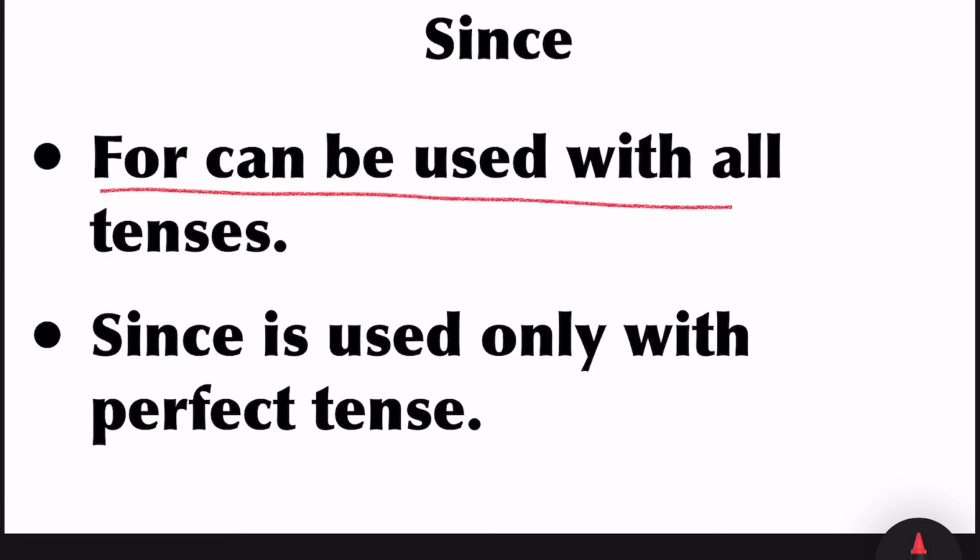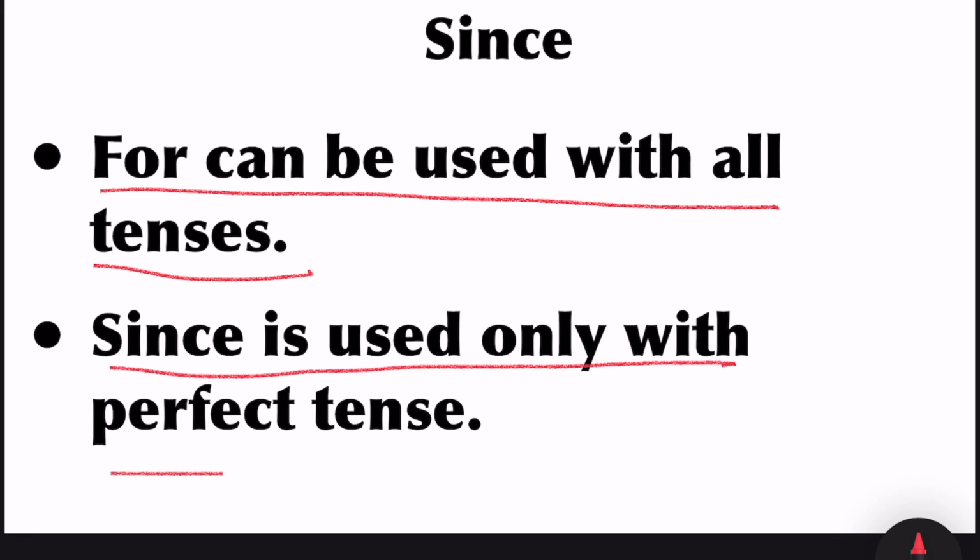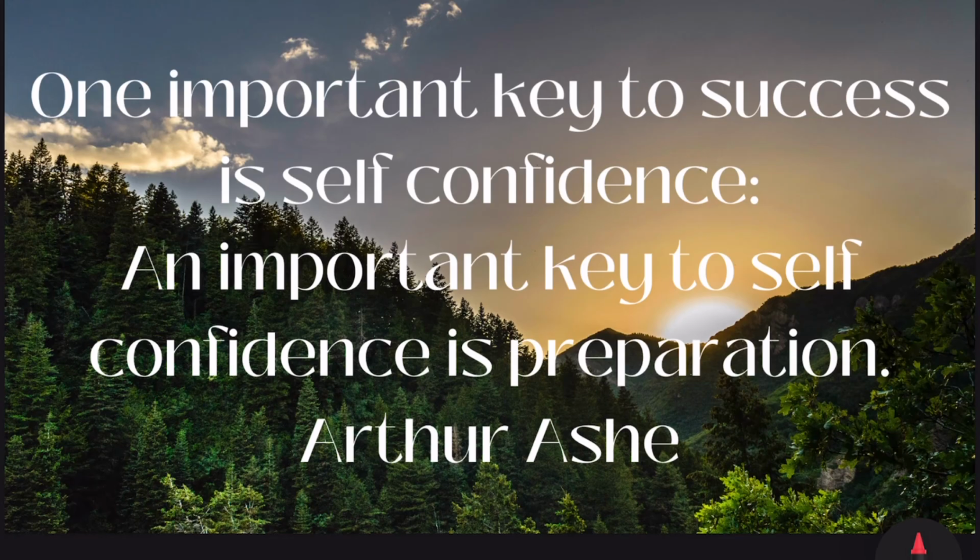And for can be used with all tenses, but since is used only with perfect tenses. Present perfect tense, past perfect tense, future perfect tense. We can use since only with perfect tenses, and for can be used with all the tenses. Hope you have understood the difference between since and for.